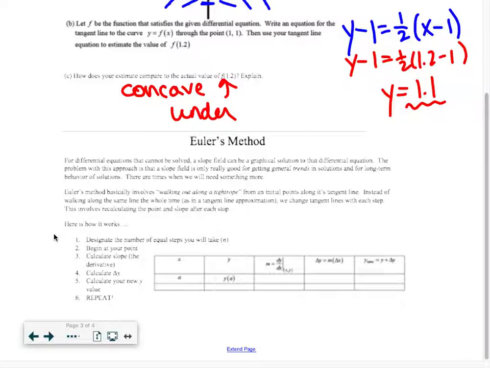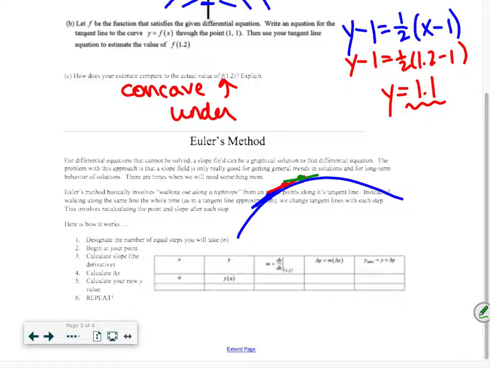I want you to think of kind of like walking on a tightrope. We're going to adjust our path along the way. What Euler's method does is we pick a coordinate, and this is super zoomed in. We find its tangent line, and then we take a step on that tangent line, but not very far. We evaluate what the slope would be at our new coordinate, find that tangent line, and take a step on it. We reevaluate the slope to make a new tangent line, and we do that over and over again.